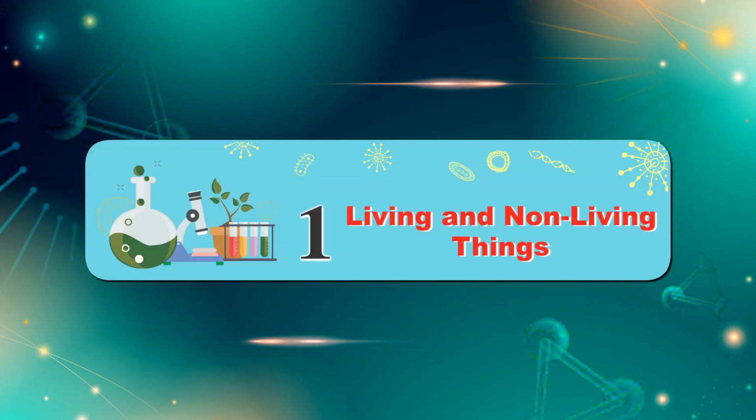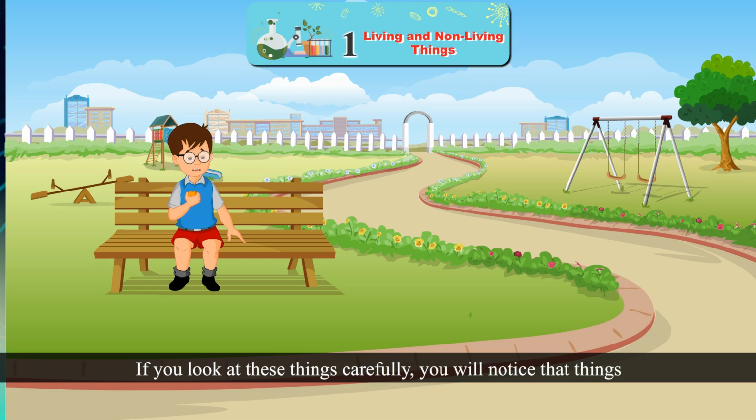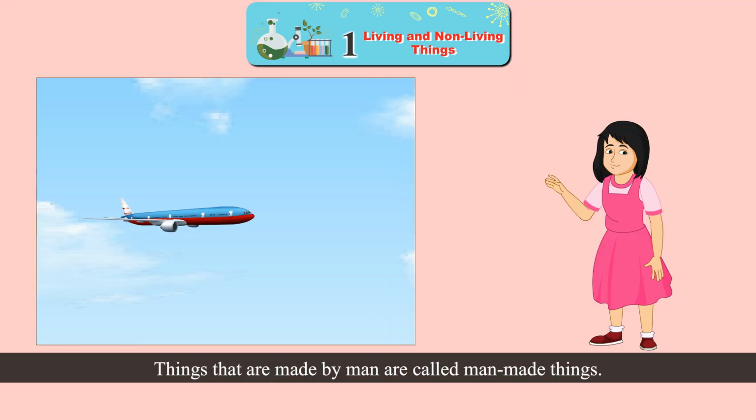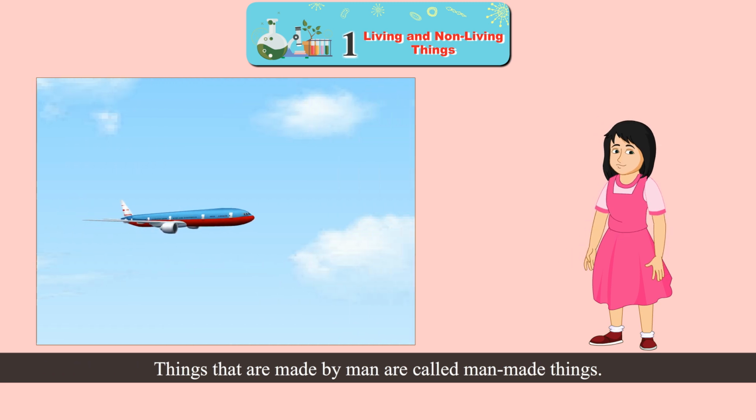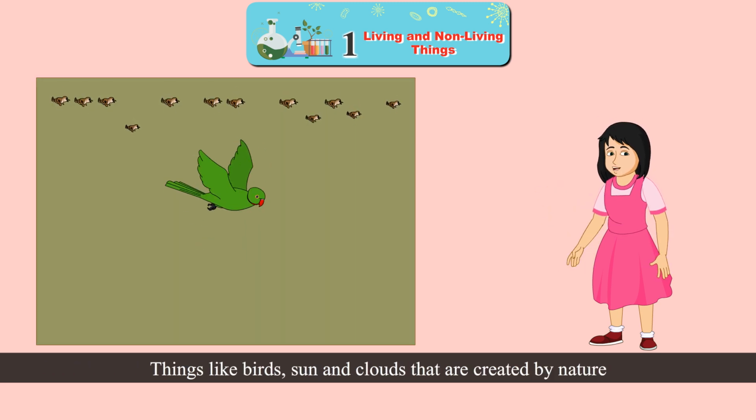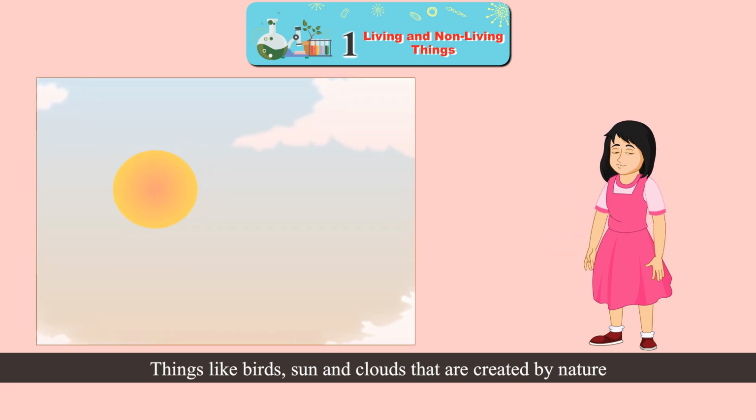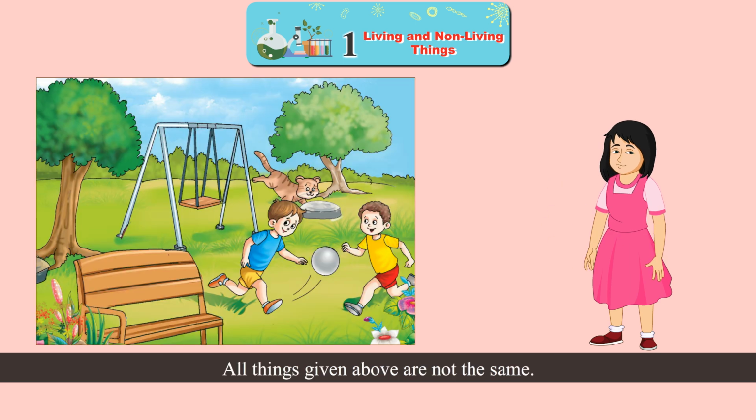Chapter 1. Living and Non-Living Things. Read on. If you look at these things carefully, you will notice that things like branches and swings are made by men. Things that are made by men are called man-made things. Things like birds, sun, and clouds that are created by nature are called natural things.